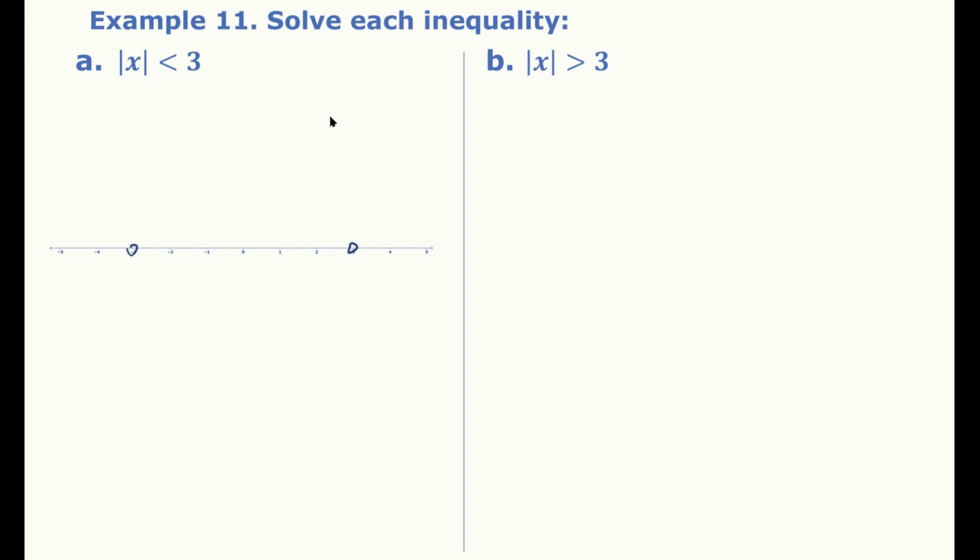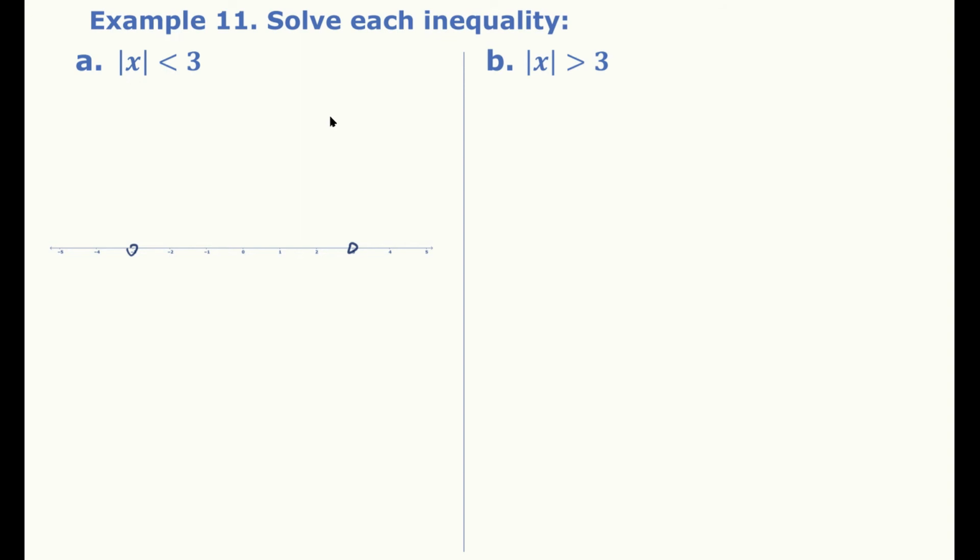For example, negative 1 has a distance of 1 from 0. Negative 2.99, very close to negative 3, also has a distance less than 3 from 0. And the same goes on this side. Notice 1 has a distance of 1 from 0, and 2.9999, etc., 9 repeating forever, also has a distance less than 3 from 0.